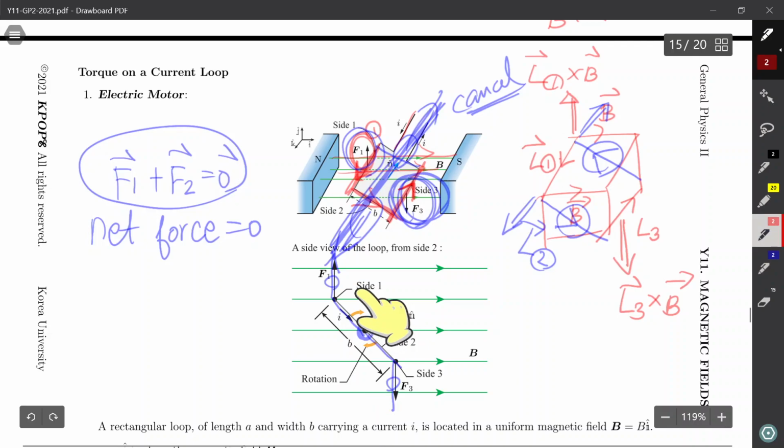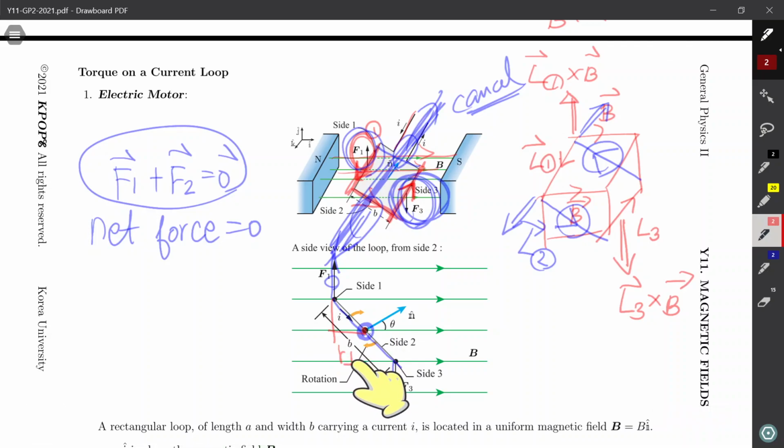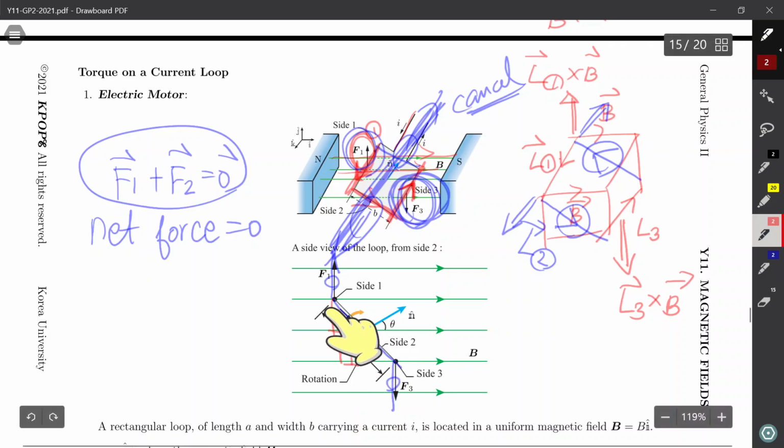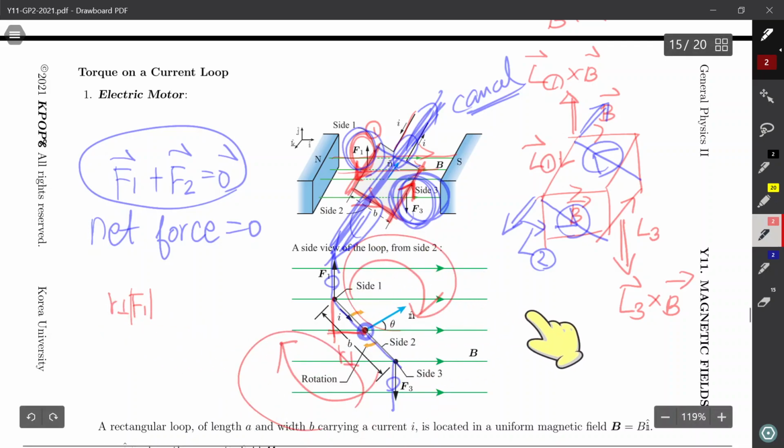Torque is R cross F. About this axis, R perpendicular F1, in absolute value, is rotating in this direction. Here, another force is rotating in this direction. So these two torques add up.